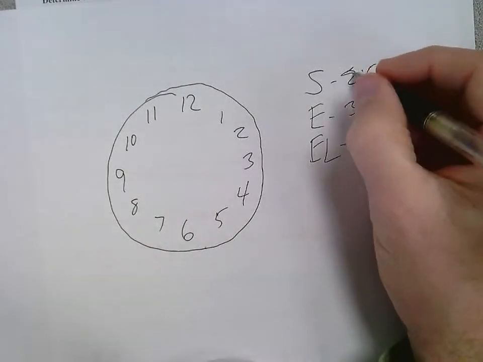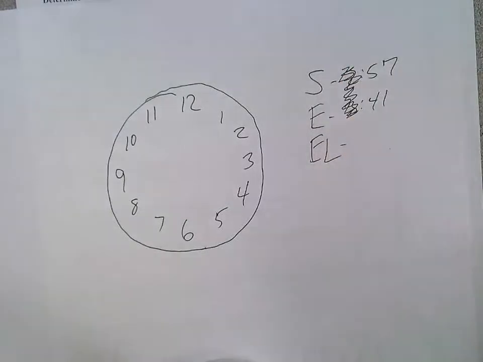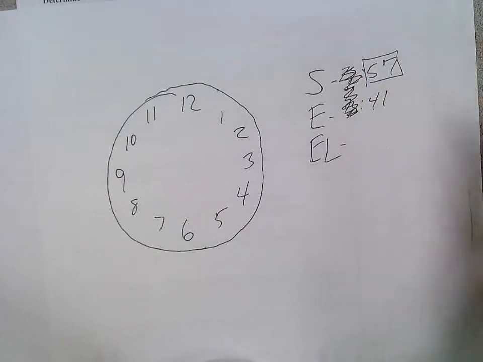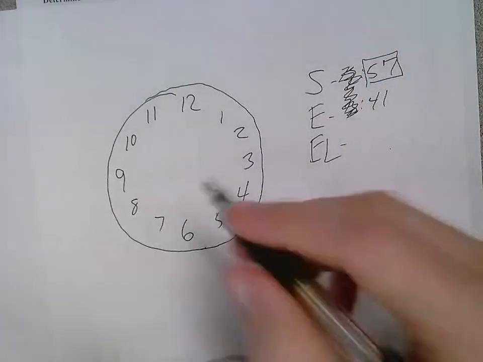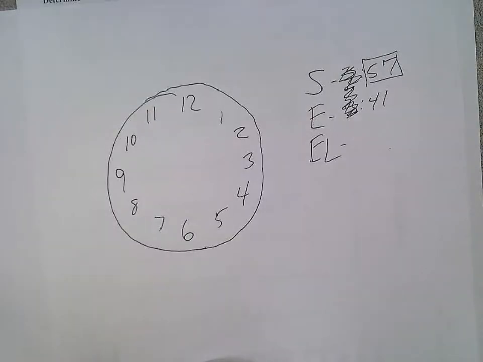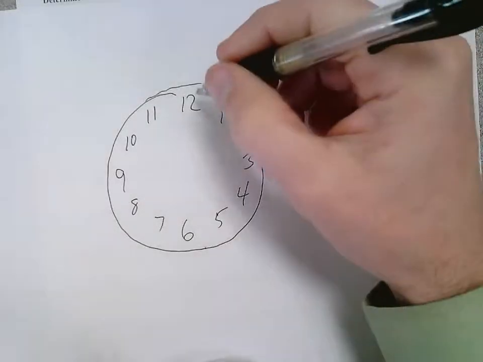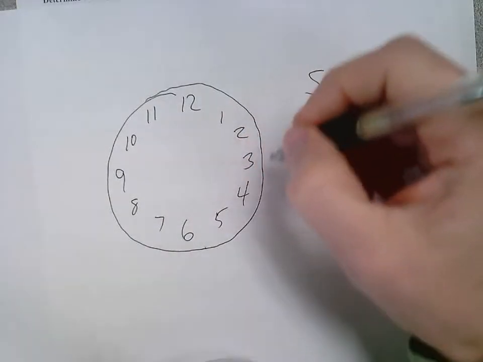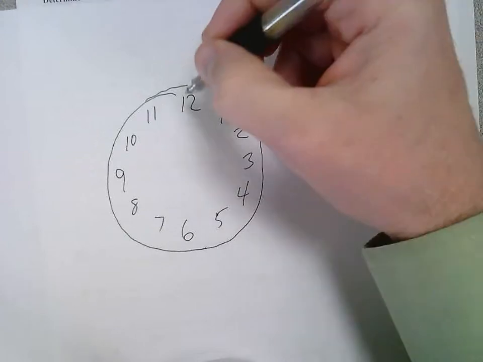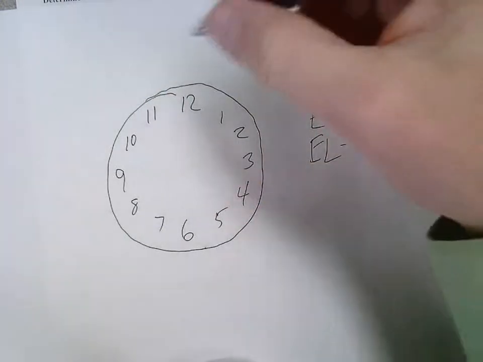So I don't need my hours because every problem that I'm going to do is going to be within an hour, and I mark down the start time minutes. Now 57, this doesn't land right on one of our large numbers. This lands between them. So to do this, I'm going to count by fives. 5, 10, 15, 20, 25, 30, 35, 40, 45, 50, 55, 60. So it's between those two.